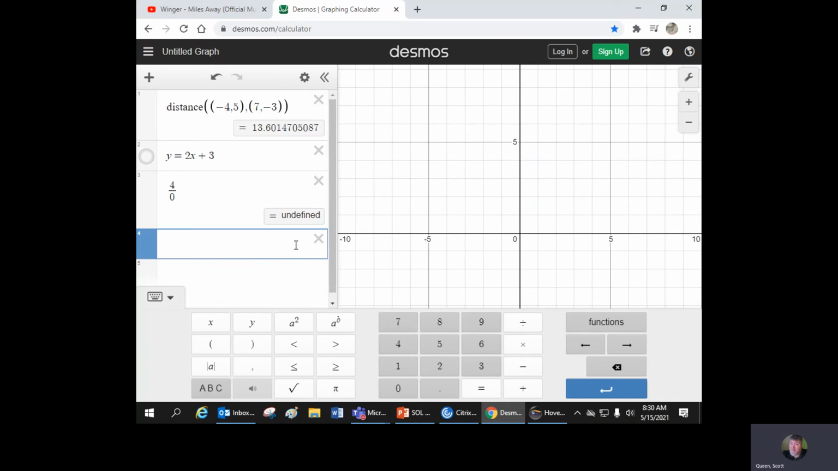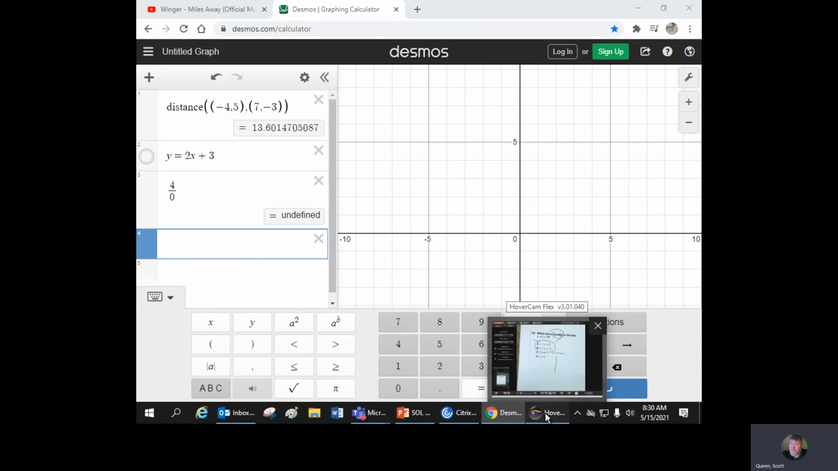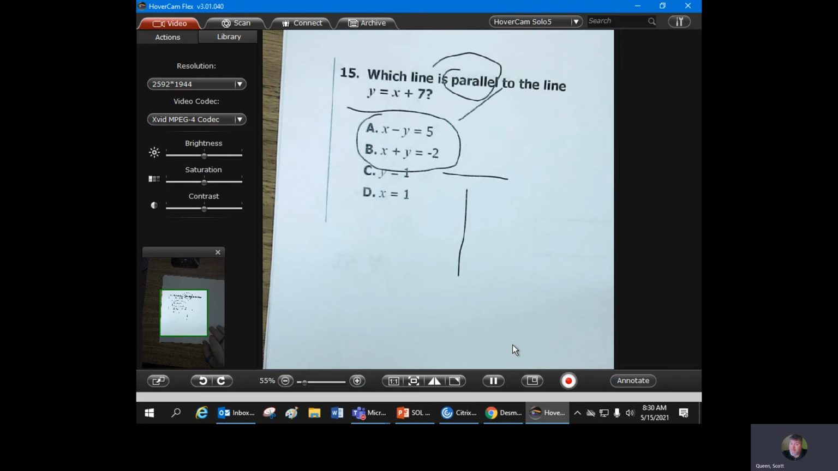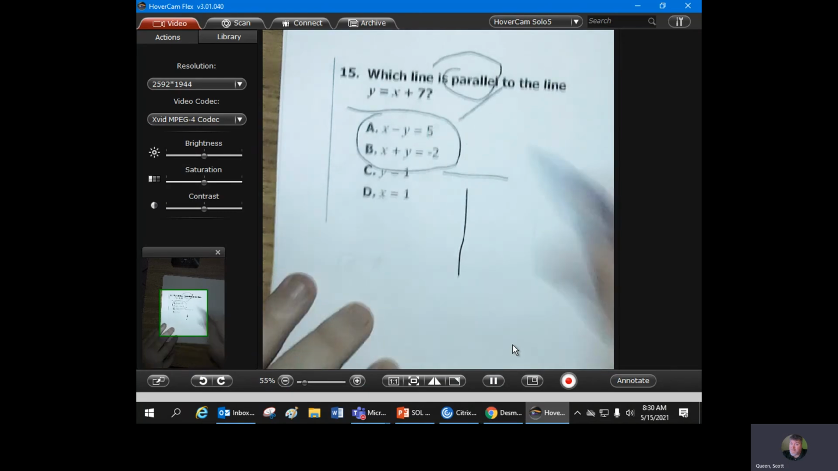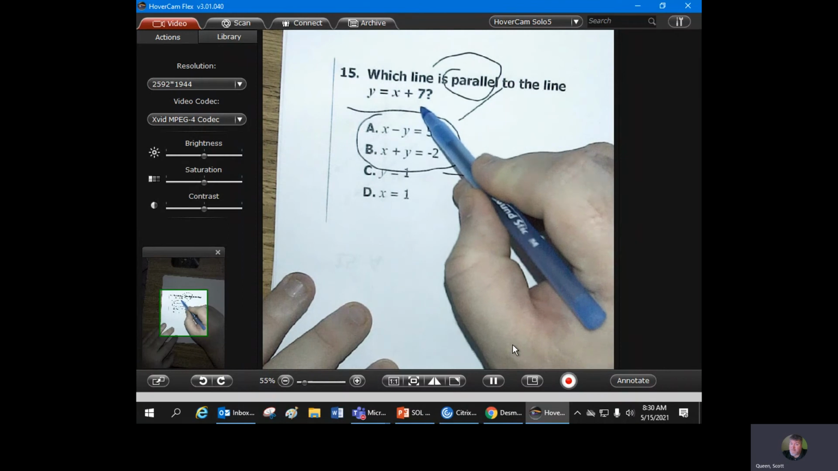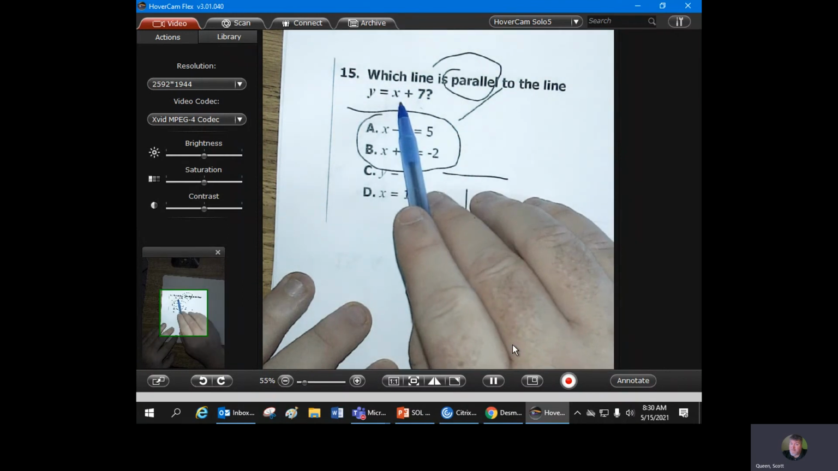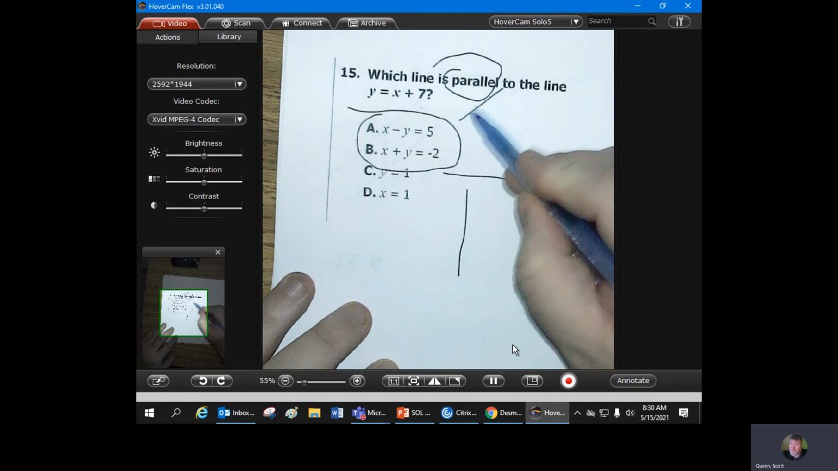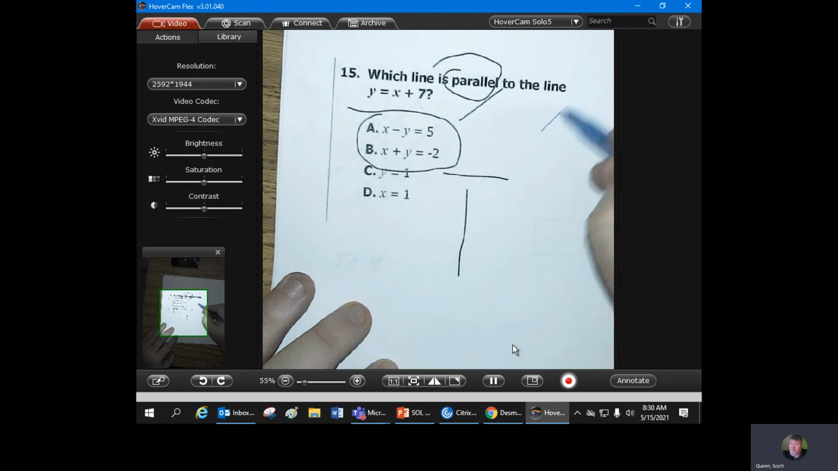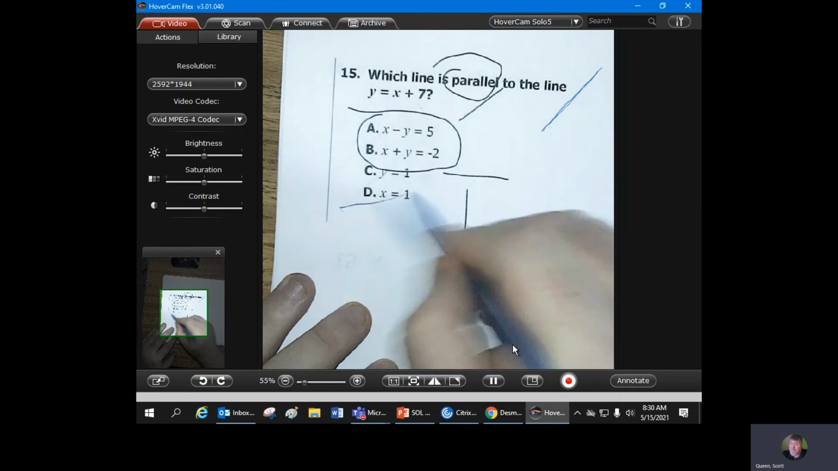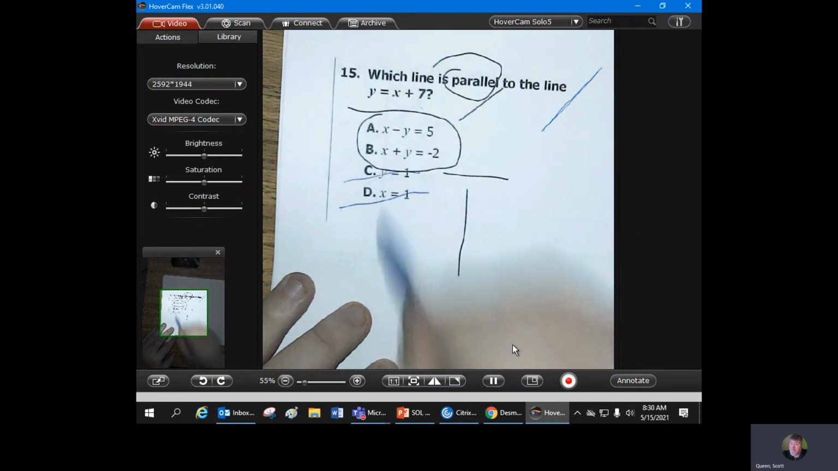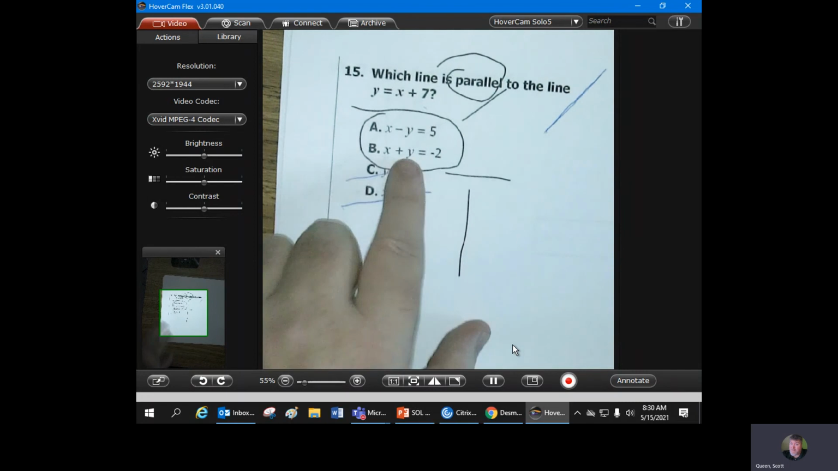I printed these out. I must have printed out the ones before I saved it or after I saved it. In any event, which line is parallel to the line y equals x plus 7? I know that y equals x plus 7 is going to look like a positive, diagonal slope. That means immediately it's not going to be C or D, because those are my special cases, which leaves me with these.